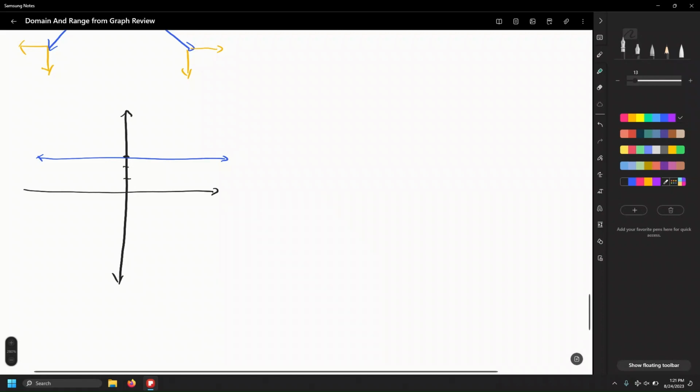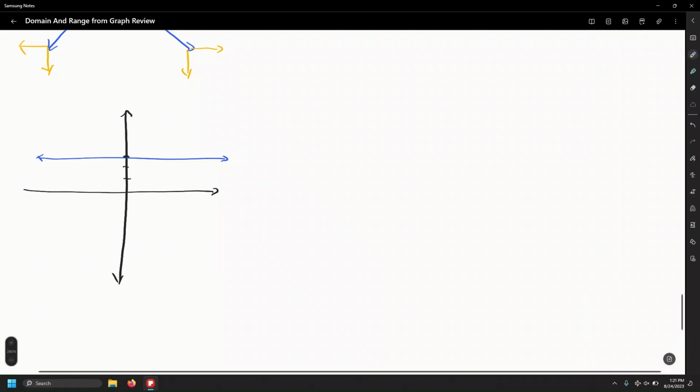Okay. When it comes to the domain, I think the domain is pretty straightforward by just looking at this horizontal line with arrows pointing in both directions. So it looks like it's all real numbers, right? Negative infinity to positive infinity. All right? And using set builder notation, that's x such that x belongs to all the real numbers. Okay, the tricky part right here will be the range.